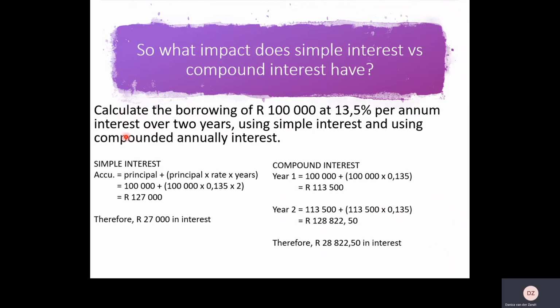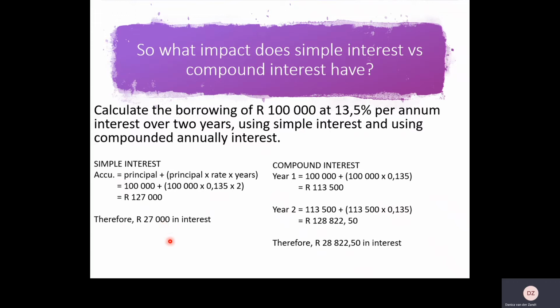Okay, so let's look. Principal is 100,000. Principal times rate times years, 100,000 times, I put it in decimal form, times 2. So I see that I get a total of 127,000 Rand and therefore a 27,000 Rand in interest. Okay, once again, I took the total, 127,000 minus my principal, 100,000. So my interest is 27,000 in interest.